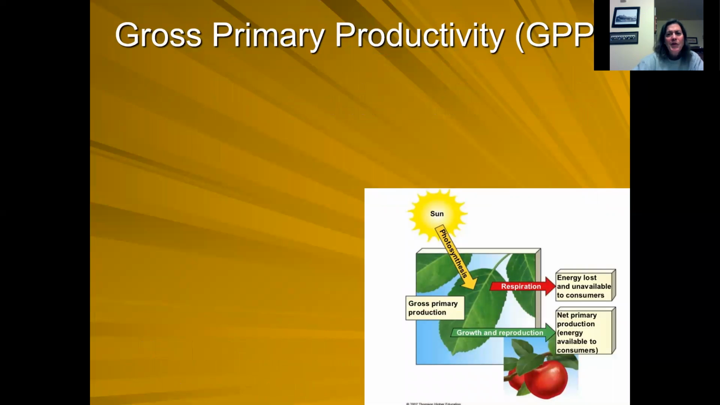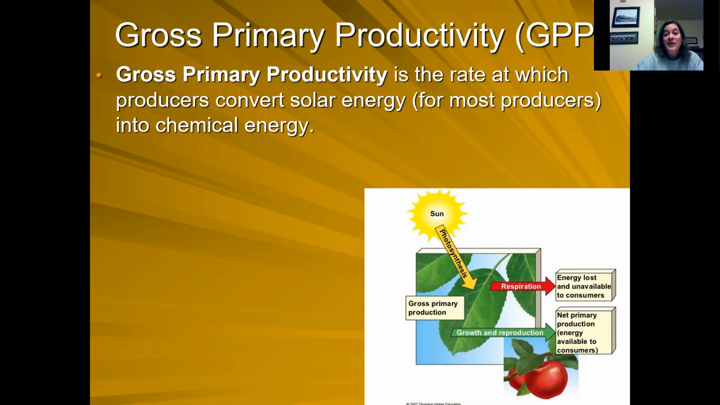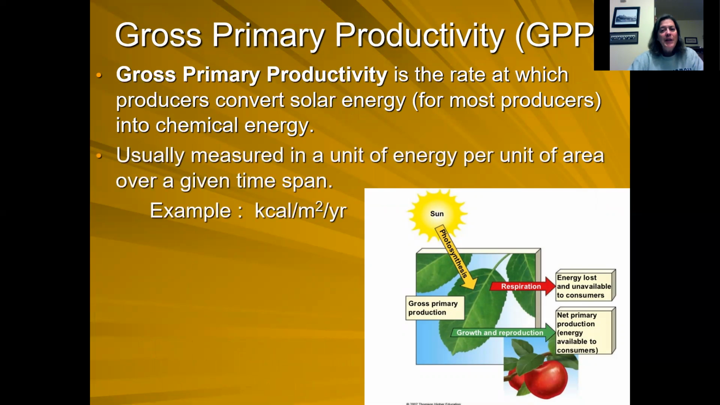So GPP, gross primary productivity, what is that? It's the rate at which producers convert solar energy, or for the other type, chemosynthetic energy, into chemical energy. Usually you're measuring this in a unit of energy per unit area over a given span of time. That's kind of a mouthful, but if you look at the units, it makes a little more sense to me. Kilocalories per meter squared per year. So if you're looking at a forest versus a wetland, you can compare them square area by square area over the course of a year, to see which is more productive in gross primary productivity.